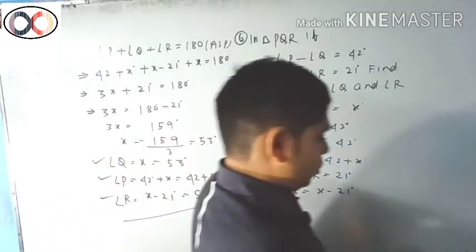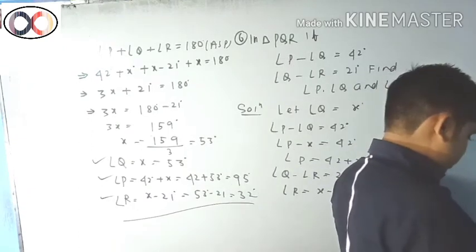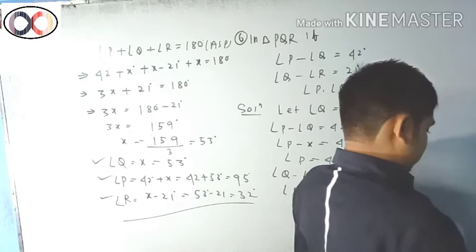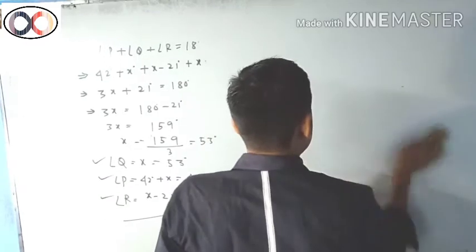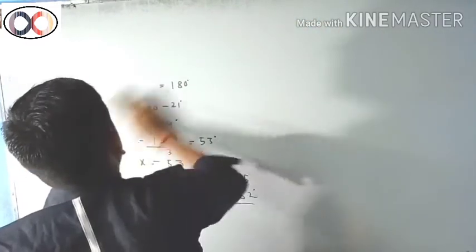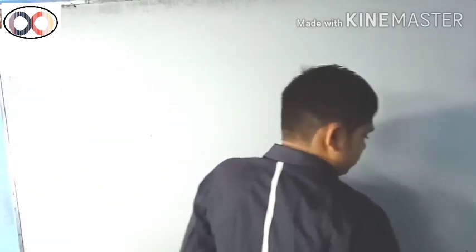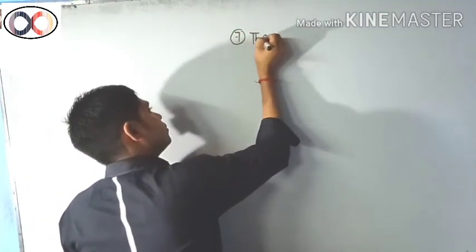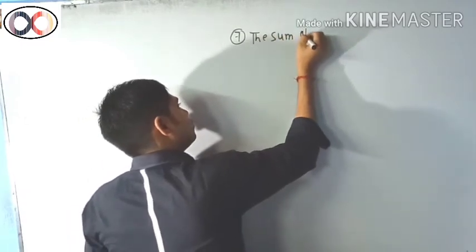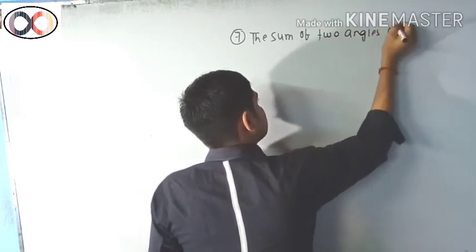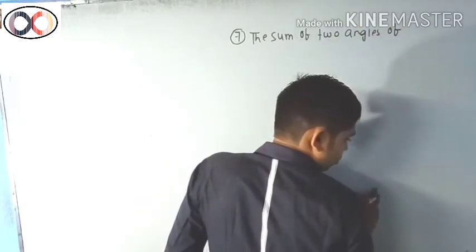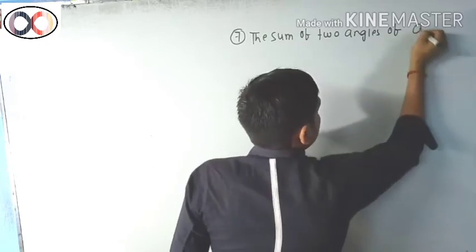Okay students, so next question, based on the same topic. Question number 7: the sum of two angles of a triangle is what?